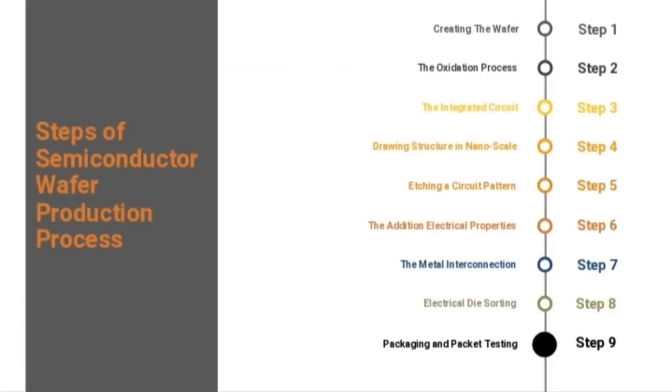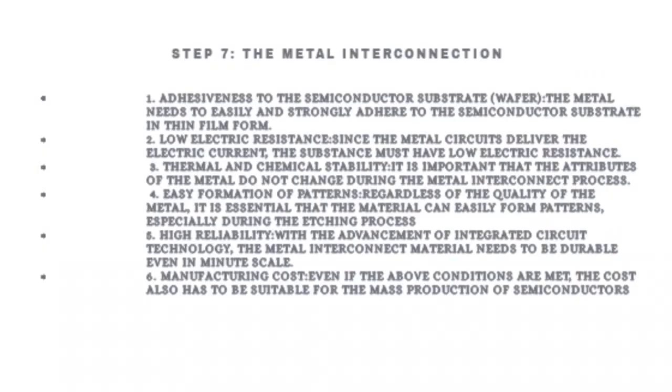Step 7. The metal interconnection. Number 1. Adhesion to the semiconductor substrate wafer. The metal needs to easily and strongly adhere to the semiconductor substrate to form a thin film. Number 2. Low electric resistance. Since the metal circuit delivers the electric current, the substance must have low electric resistance.